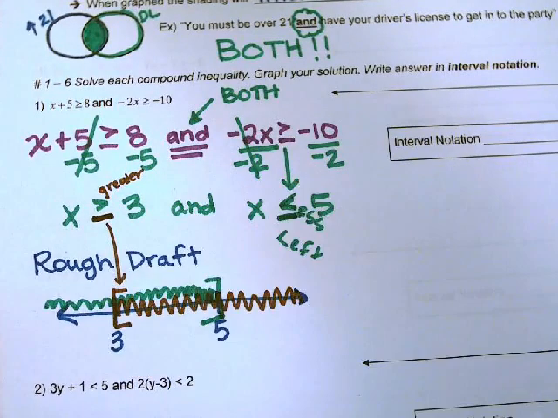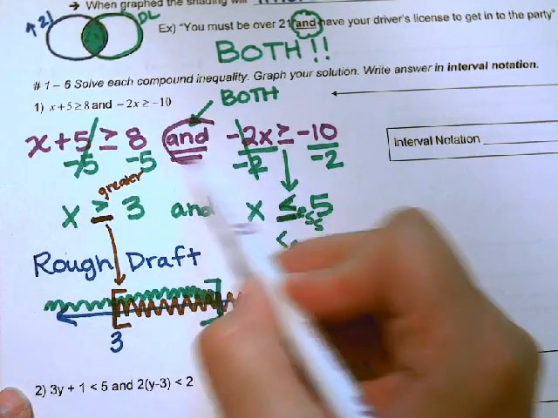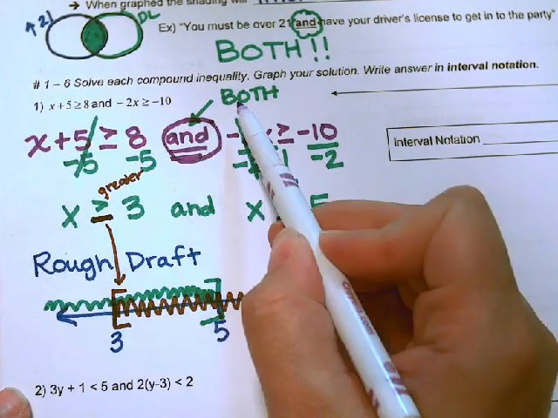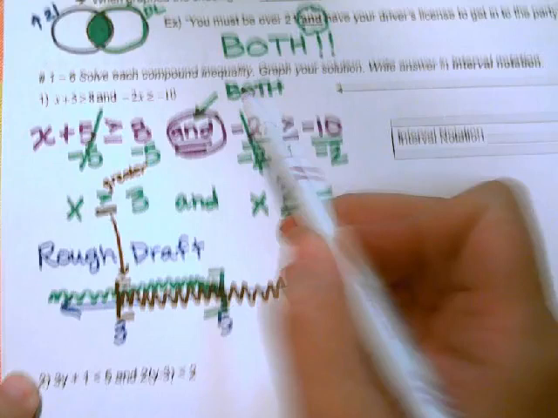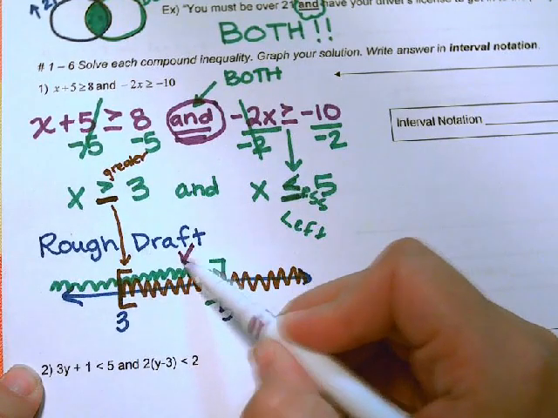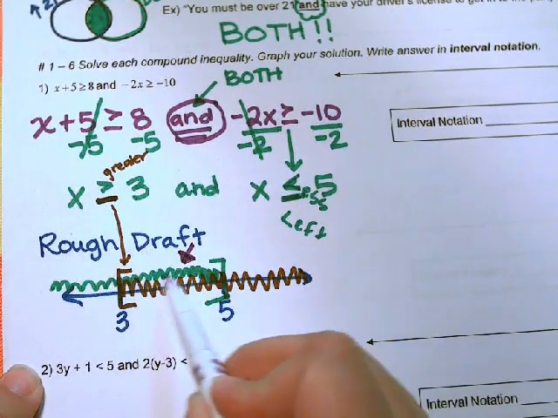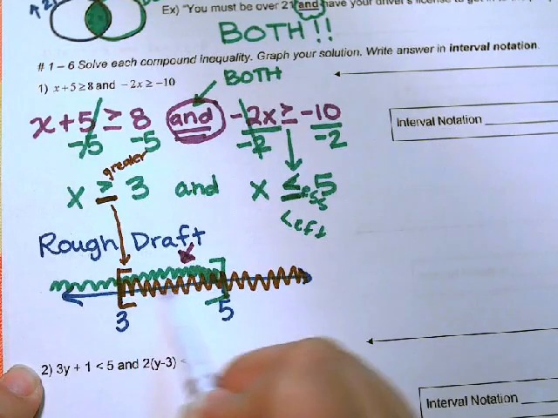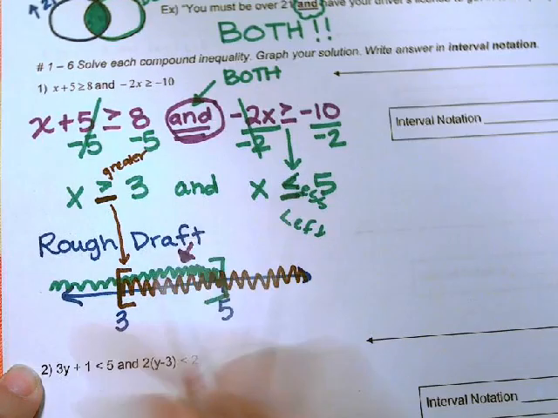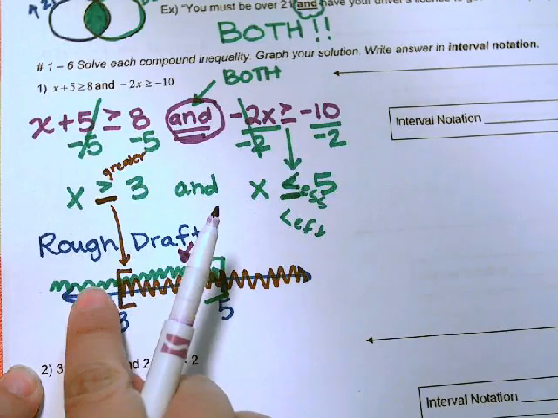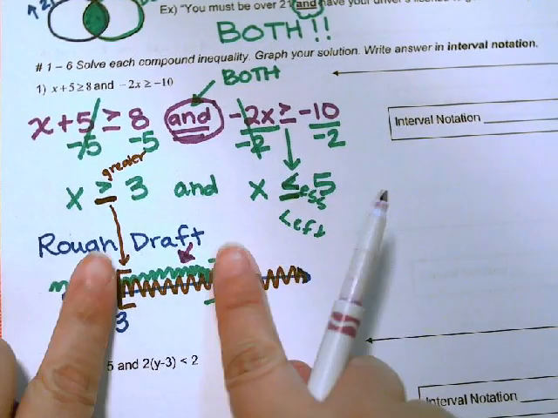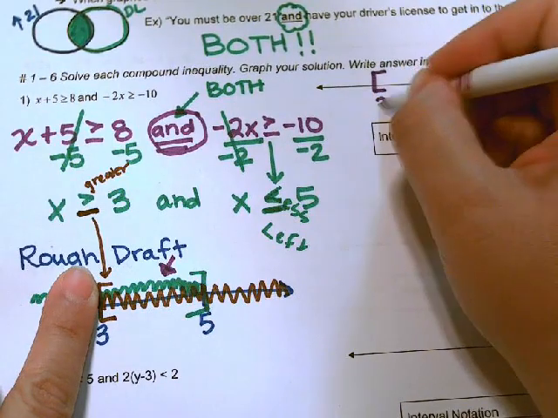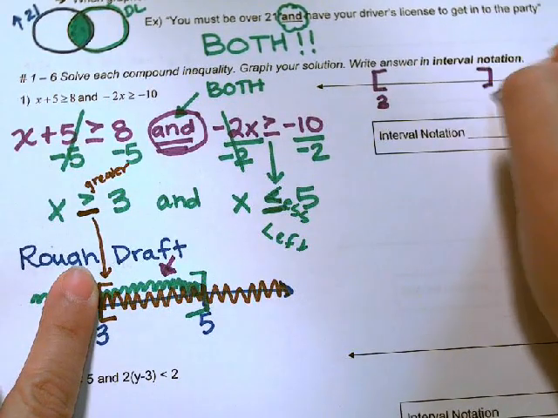So the key word here was and. Because it has the word and, we need to look where both the solutions are. And right here is where we have the green and where we have the brown color right here. Over here, we don't have both. Here, we don't have both. So the solution in our final graph, we only need the numbers from 3 to 5.